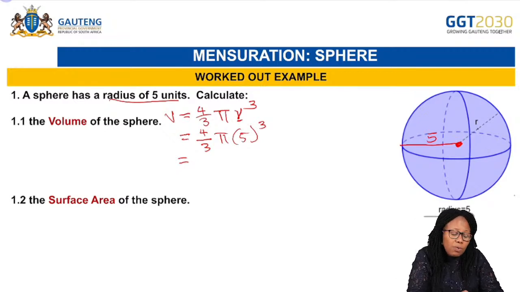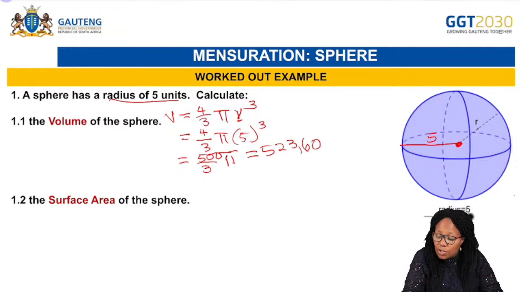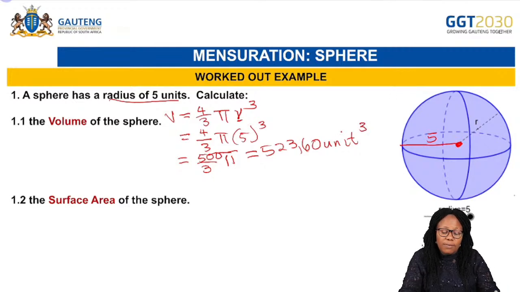And then from there, into your calculators, this will give you 500/3 pi. And then if you are rounding off, your answer will be 523 to the second decimal. This was 59999. Rounding off to the decimal place, it will be 60 now. Okay, and because units are not given to us, we'll still write it as unit cubed, because we are not given any particular unit for this diagram.